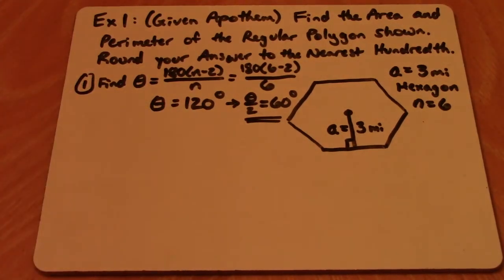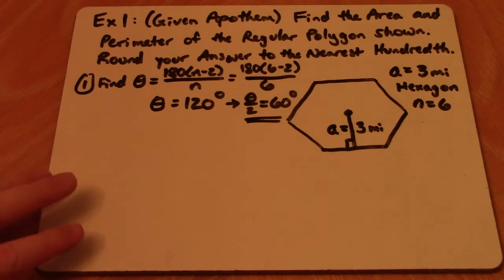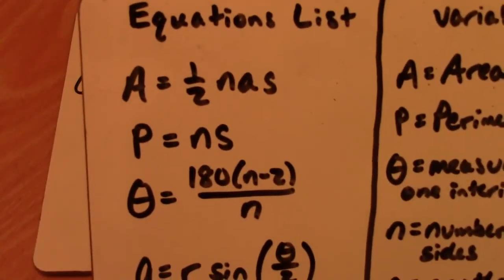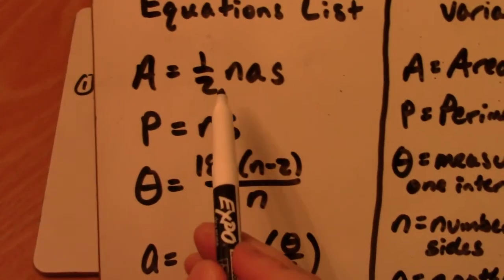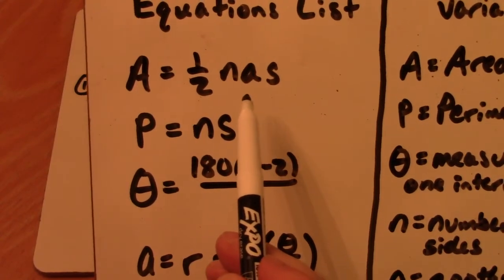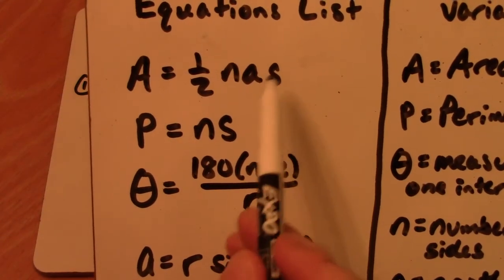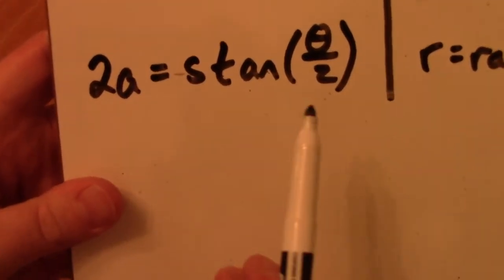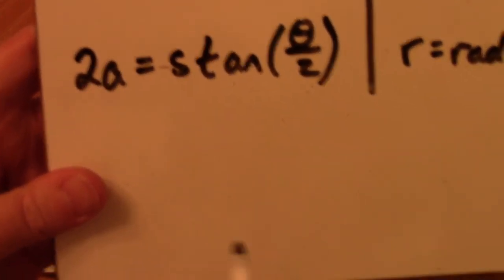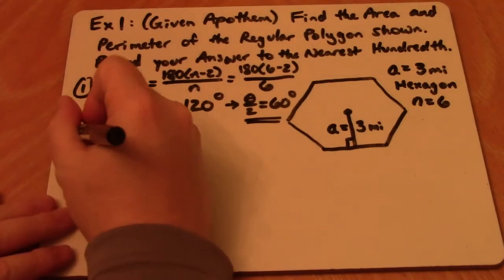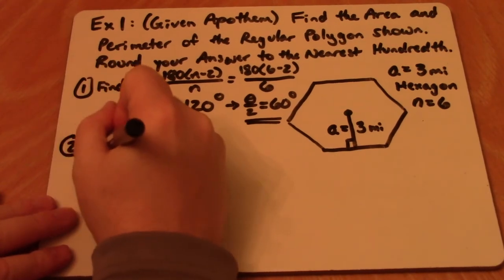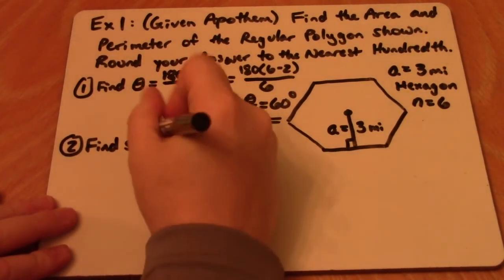Now, since we know the apothem, and our area equation is 1/2 n a s from our previous video, yes? That means we know n, and we know a, so we need to find s. Without s, we can't do the problem. So to find s, since we know a, we're going to use the tangent equation, because that's the one that relates a to s. So our second step is we are going to find s using that equation.